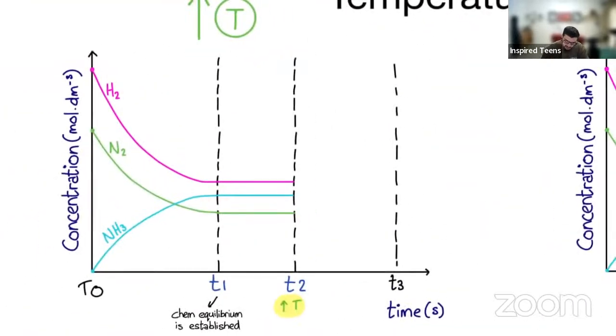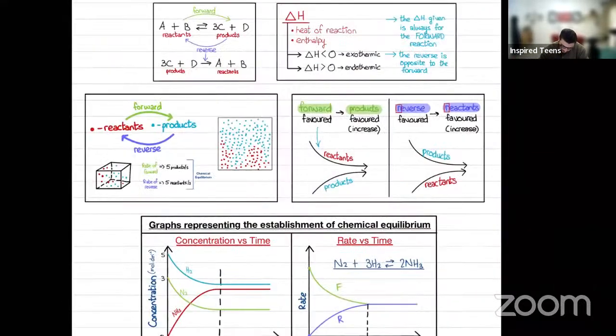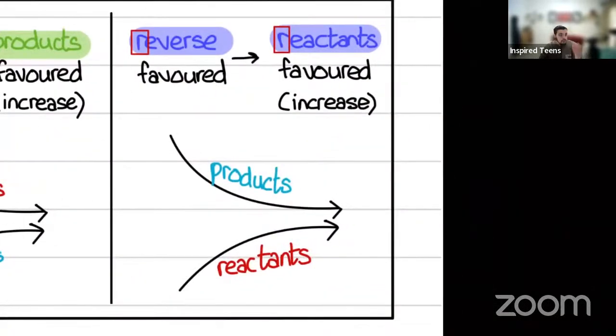Now, the reverse reaction is favored. We're going to see how that affects our graph from T2 to T1. So remember, reverse being favored, this is what it looks like. You're going to expect a decrease in products and an increase in reactants because the reverse reaction is favored. So my product graph must look like that. My reactant graph must look like that.